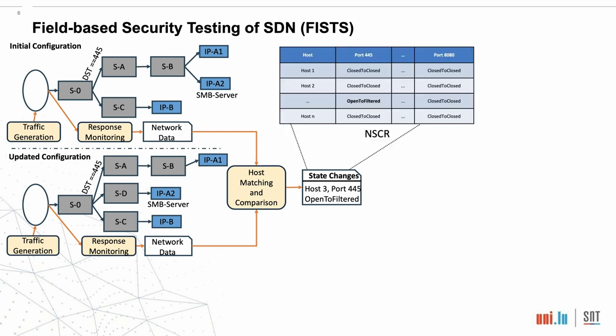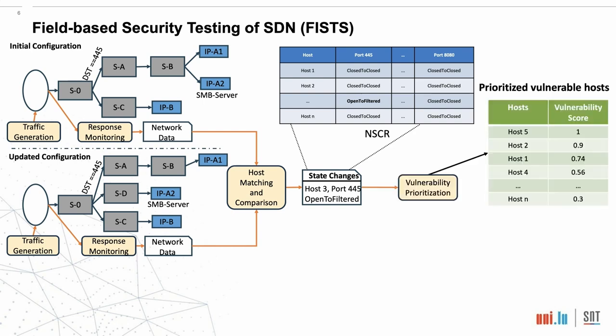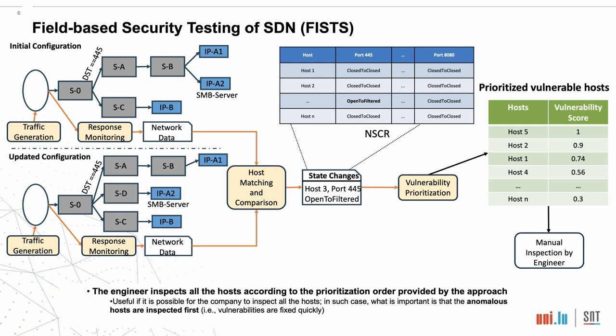It is also responsible for generating a detailed network state change report to capture such changes for all the hosts in the network. Hosts that are new or are removed during the update in configuration are also accounted for by the host matching and comparison module. Then we execute vulnerability prioritization, which relies on an unsupervised learning algorithm to prioritize the inspection of hosts based on vulnerability score. The prioritized list of hosts is manually inspected by the engineer. This may help to identify anomalies in the network during the inspection.